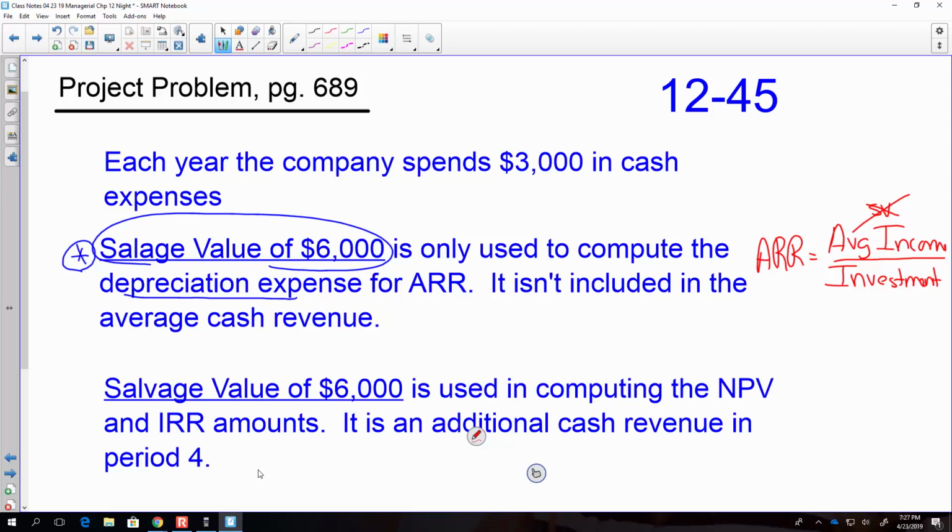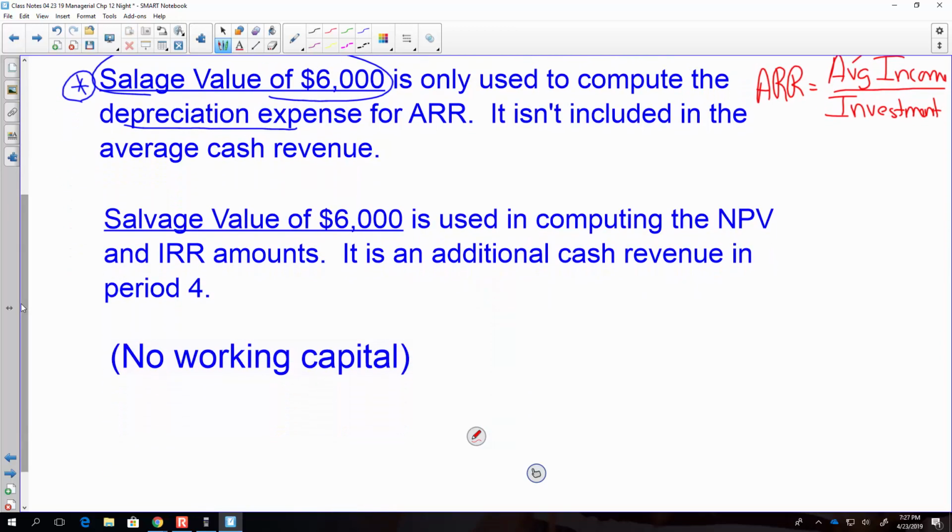Okay. Now, it changes though when we get to the net present value and the internal rate of return computations. Now the salvage value will be received in year 4. Does that make sense? So what did we get in year 4? We got $32,400 of revenue. We spent $3,000 in expenses, but we gained $6,000 in salvage value upon the sale of the equipment. So this is considered cash in on that period 4, right? Cash in on period 4. Unlike our other problem, there is no working capital increase or decrease.